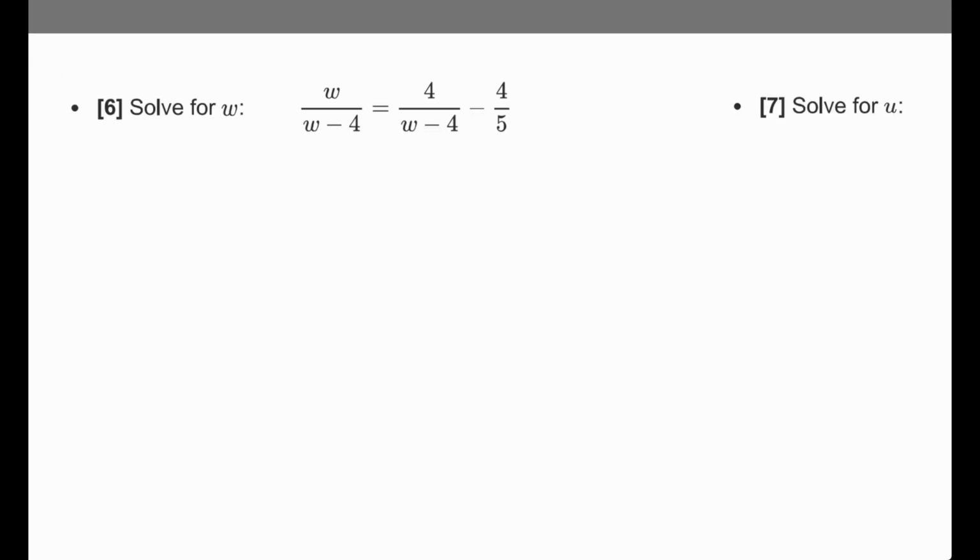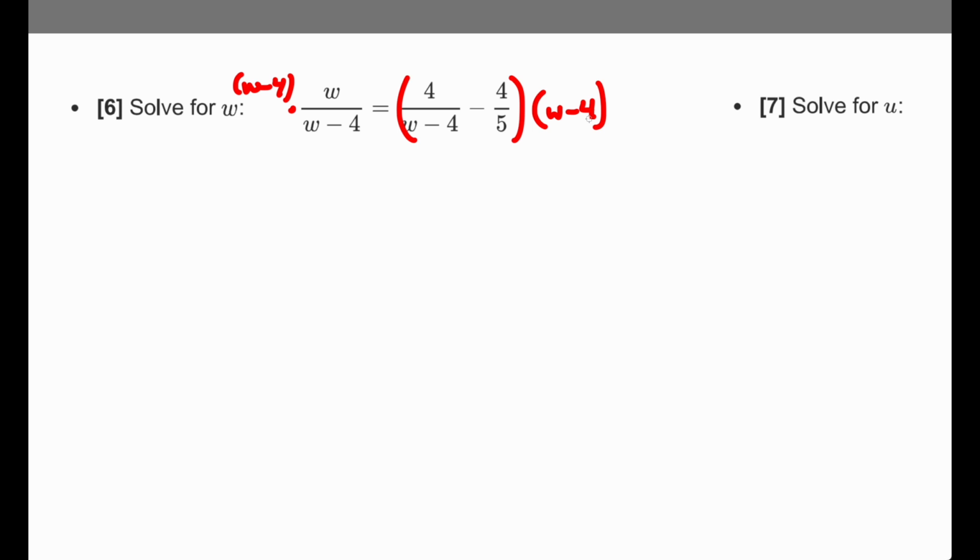All right, here we go. We got another solving rational equations problem to work on. Just like before, first thing I'm going to do is multiply both sides by the denominators. This time we have the w minus 4 on both sides, and then we also have this 5 here to get rid of. Let's just multiply both sides by w minus 4 first. So I'm going to multiply this by w minus 4, and then I'm going to multiply this entire side by w minus 4.